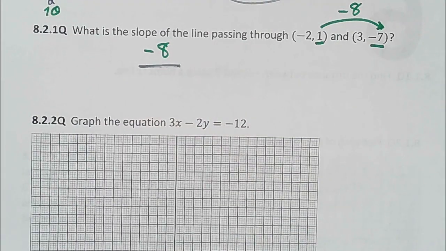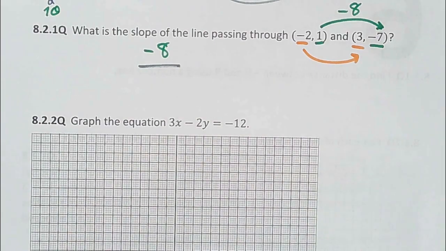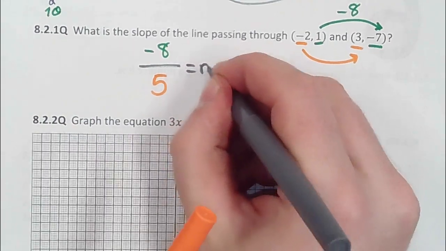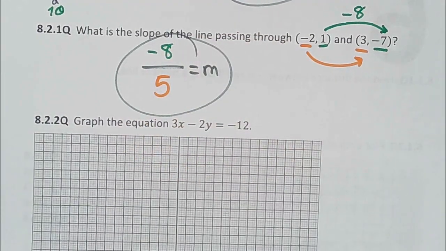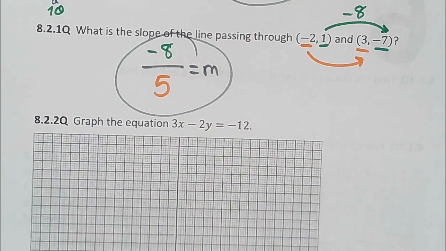Our horizontal change has to do with our x values. How much change between negative 2 and 3? Yeah. 5, correct. So it looks like 5 is how much we've got here. So our slope is negative 8/5. Do not write negative 8 comma 5. That's a coordinate, which is a location. Slope is telling us the relationship between x and y.